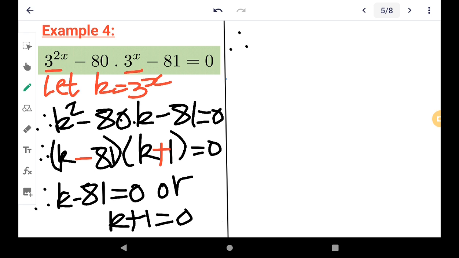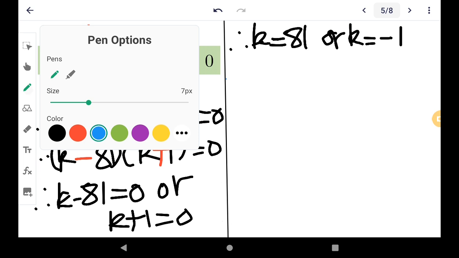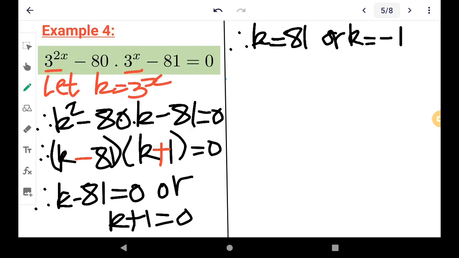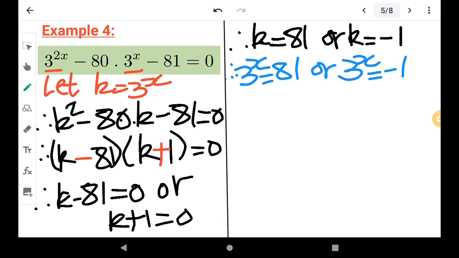Therefore, k equals 81, or k equals negative 1. But we're not solving for k, we're solving for 3 to the power of x. Now we change back. Therefore, 3 to the power of x equals 81, or 3 to the power of x equals negative 1.